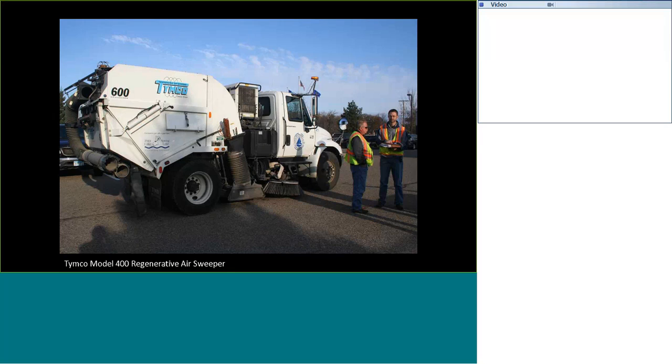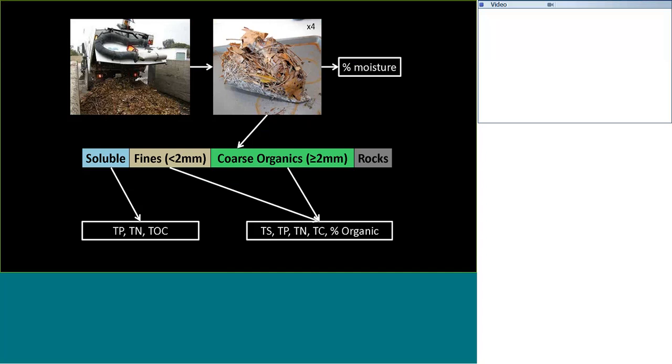The way that this was done was with a regenerative air sweeper. And what we did was basically determine the entire mass of the sweeping load after each route was swept. Then we took subsamples of that and analyzed those subsamples for moisture content, and then we did a fractionation procedure where we could separate out the coarse organic material from the finer and soluble organic material. And then we analyzed everything for phosphorus, nitrogen, carbon, organic matter content, and total mass.